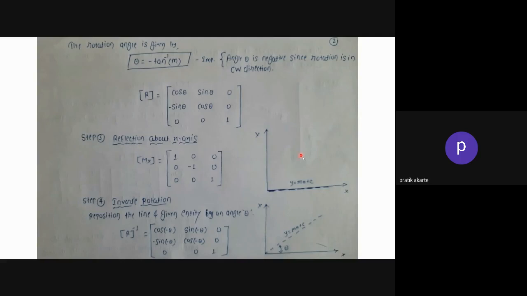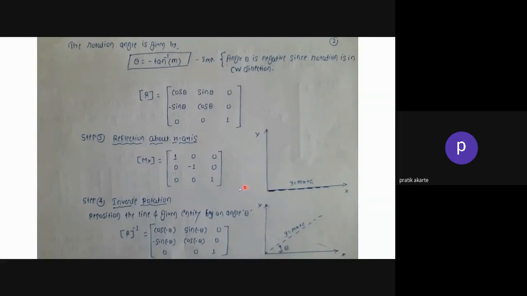So first is this, the line is passing through origin. Second, we are rotating the line in such a way that it will coincide with the x-axis. For that, we need the angle of rotation, which we can find out by theta is equal to minus tan inverse of m. The value of m we will get from the equation of the line. You need to take care of the sign of the angle. If the rotational direction is clockwise, we have to take this angle as negative.